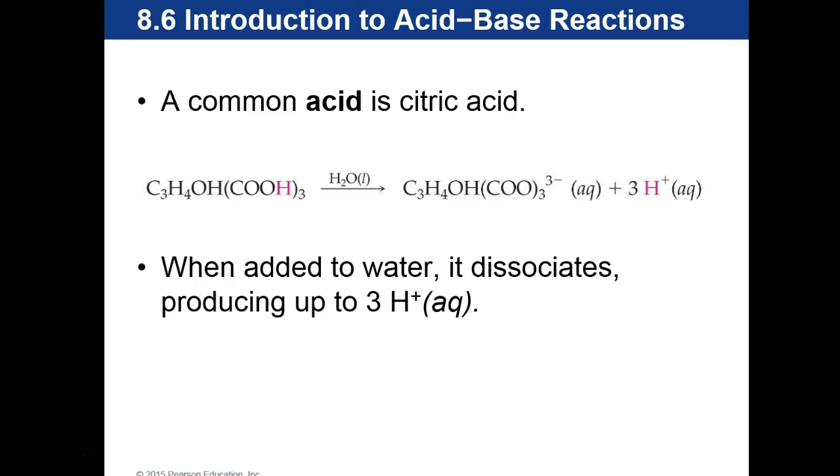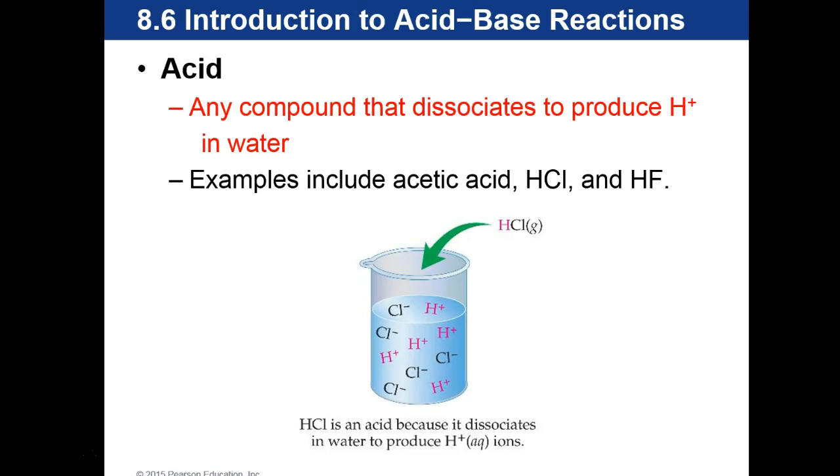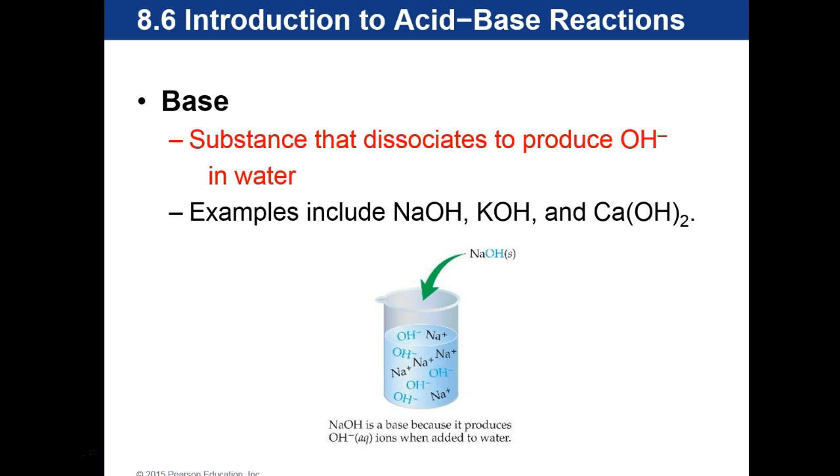We're just going to have a brief introduction here to acid-base reactions. An example of a common acid is citric acid. When added to water, it dissociates, producing up to 3 hydrogens. An acid, and here's a definition you need to be really familiar with, guys, is any compound that dissociates to produce hydrogen in water. Examples include acetic acid, hydrochloric acid. A base is a substance that dissociates to produce hydroxide in water. Examples include sodium hydroxide, potassium hydroxide, calcium hydroxide.